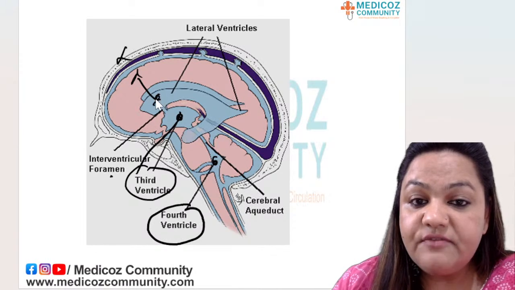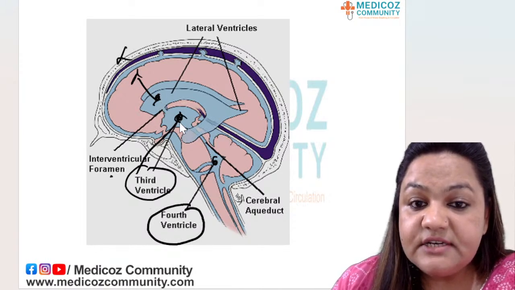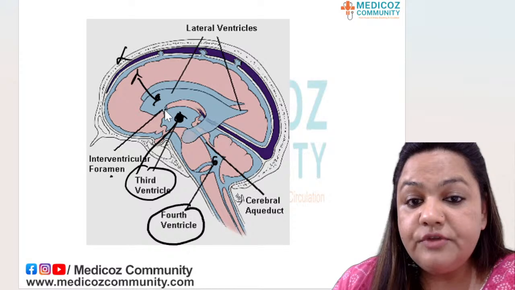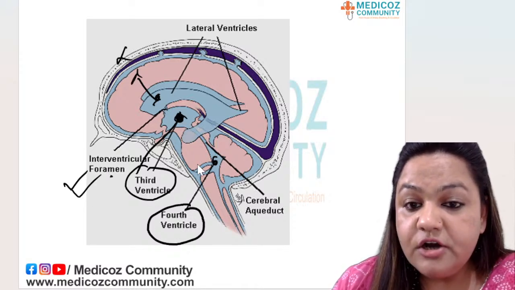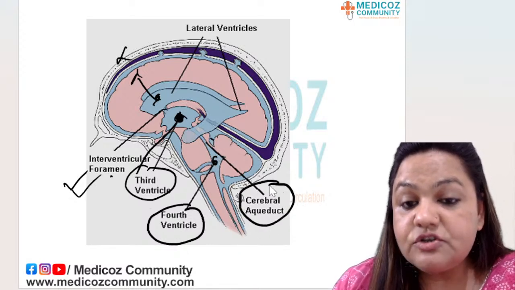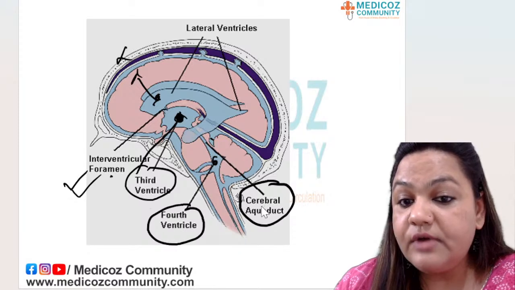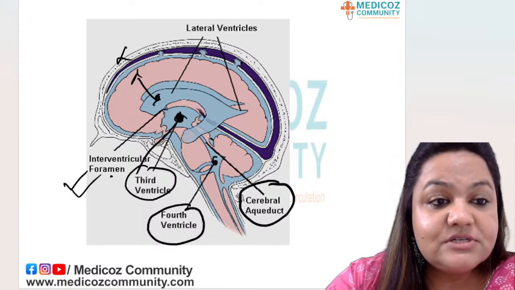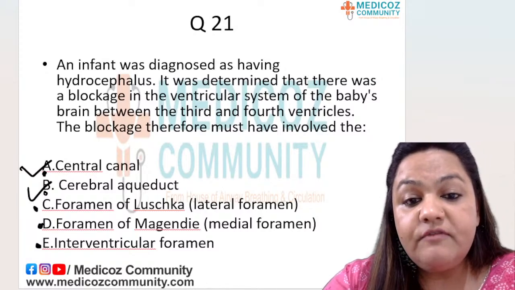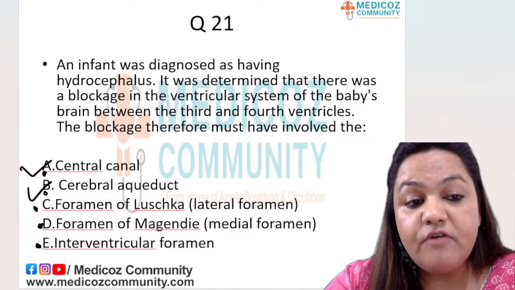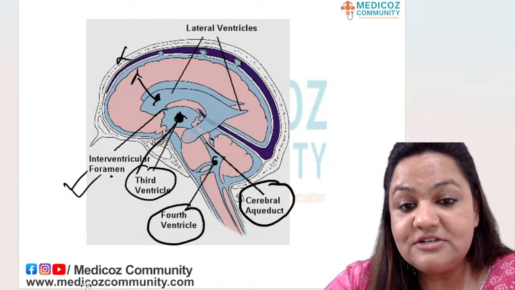So from the lateral ventricle, the CSF comes here through the foramen which is called the interventricular foramen. From third to fourth, the CSF passes through this foramen here which is called the cerebral aqueduct. Now we have two more options here, the foramen of Luschka and foramen of Magendie. They are the foramina of the fourth ventricle on its lateral side.